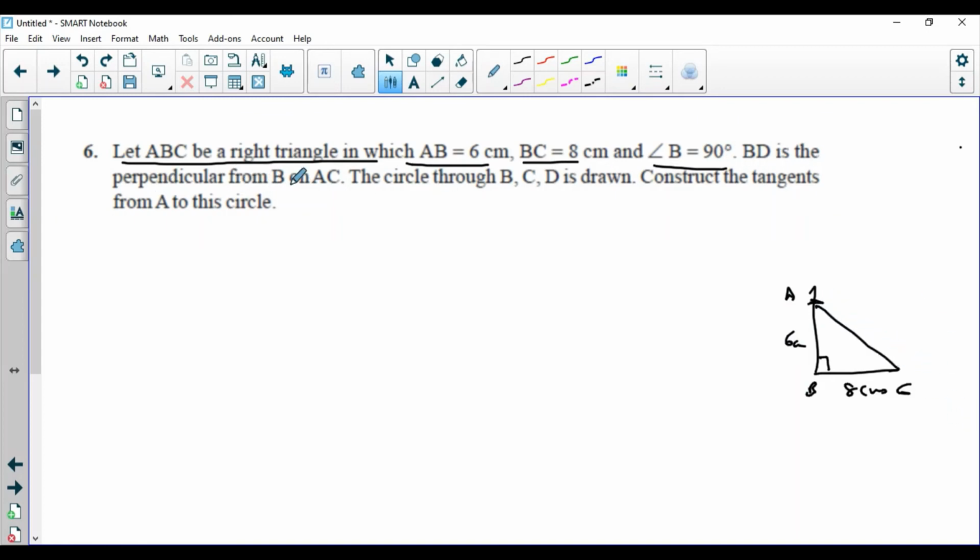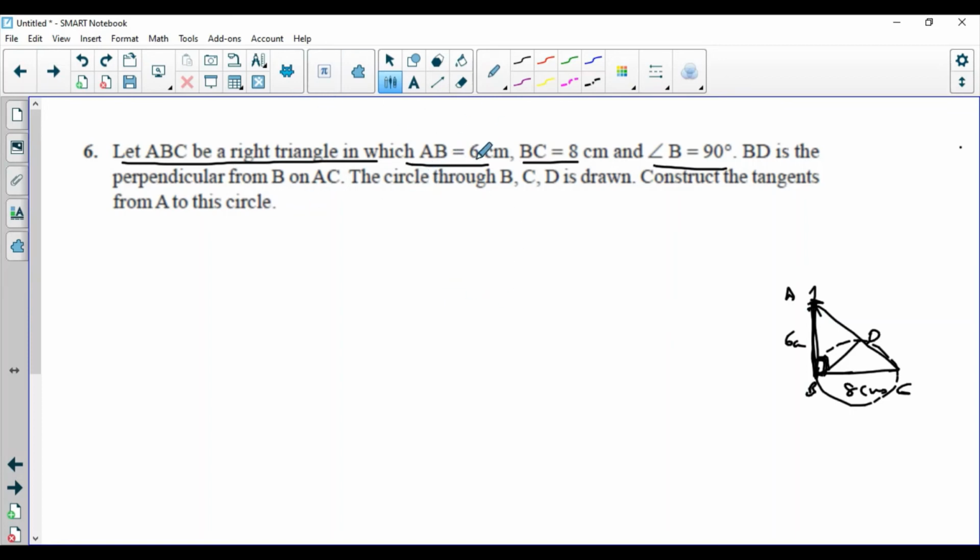BD is the perpendicular from B on AC. So from B on AC, we should draw one perpendicular. So these are the steps. These are the construction we have to do. Then circle through B, C and D. So one circle like this we should draw. Then construct the tangents from A to this circle. Okay, from this we have to draw the tangent. So ultimately AB is the tangent because this is 90 degree. Right? AB is one tangent, one more tangent we have to draw.